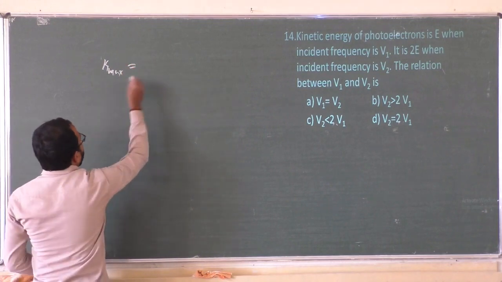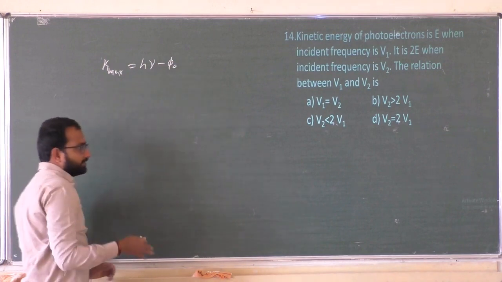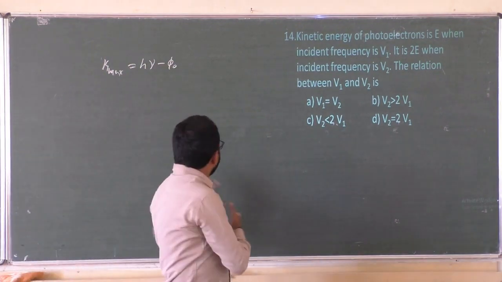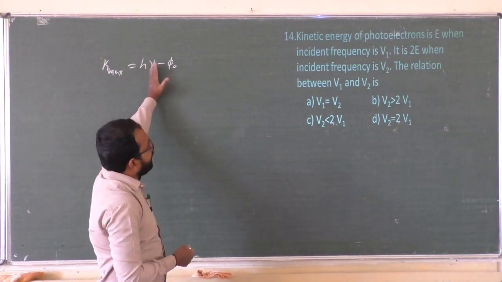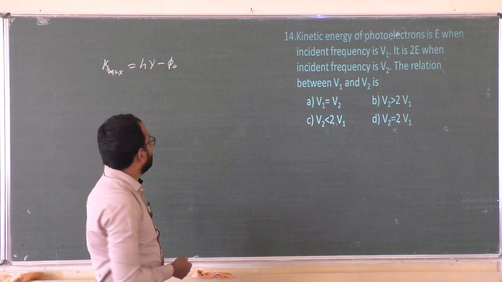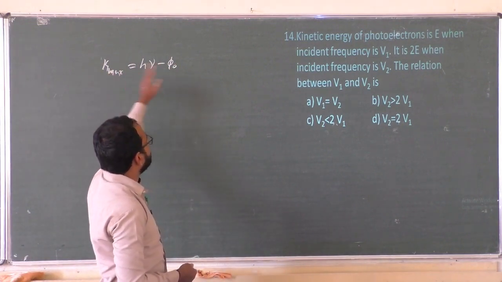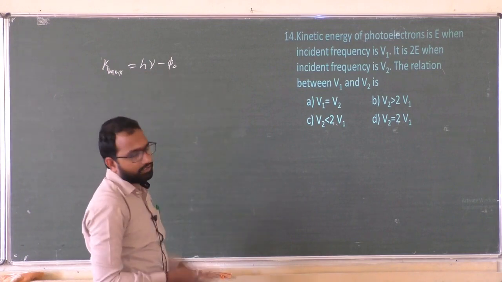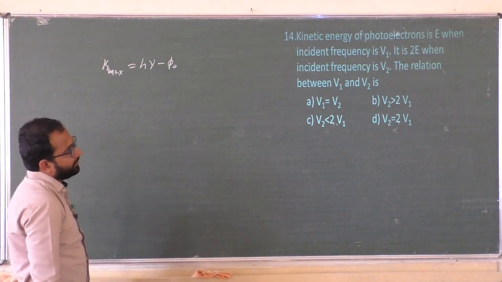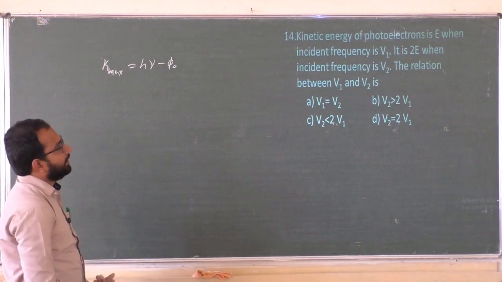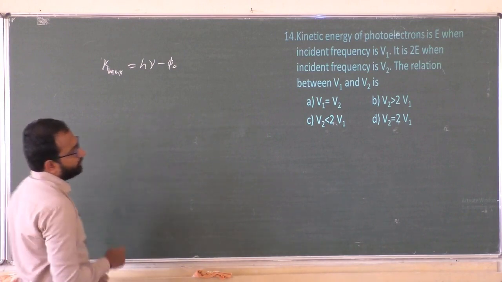We have Einstein's photoelectric equation, K maximum is equal to h nu minus phi naught. See, this is an important equation. In case of photoelectric effect, we have only one important equation and we have different forms of it. h nu minus e V naught, or half m v square is equal to h nu minus h nu naught. In terms of lambda, you will have different forms. Only one equation, different problems can be asked. It is 2E when incident frequency is V2, and kinetic energy of photoelectrons is E when incident frequency is V1.